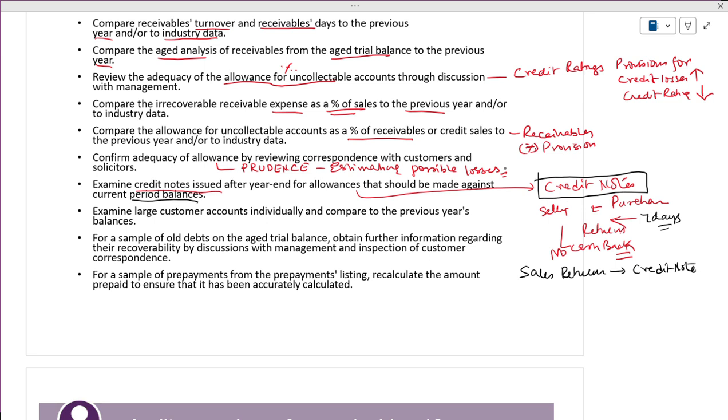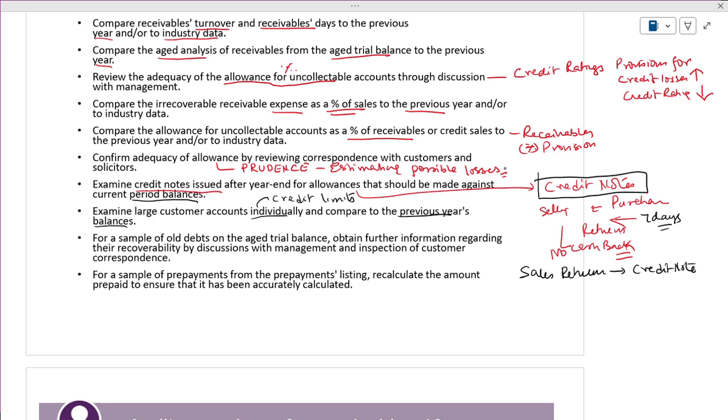Examine large customer accounts individually and compare with previous balances. That is the limit. In all the cases, we will fix credit limits. Once we are fixing the credit limits, definitely we are saying that we are not going to exceed a certain amount, so that in future we will not find any difficulty. If you don't fix the credit limit, definitely we will not have any benchmarking.